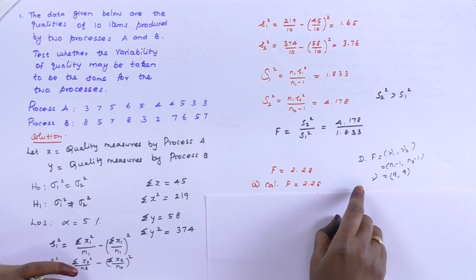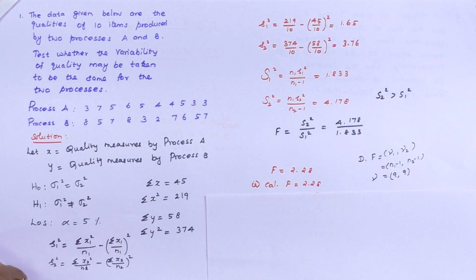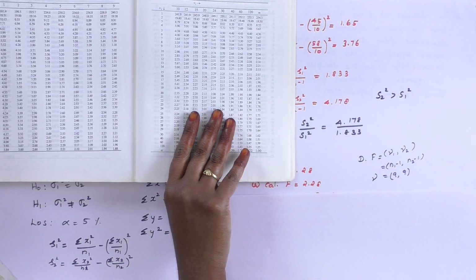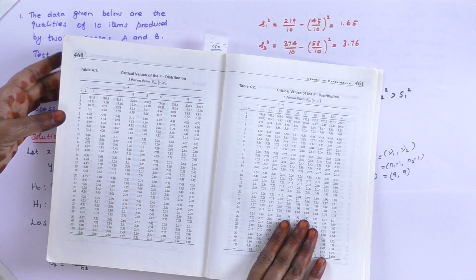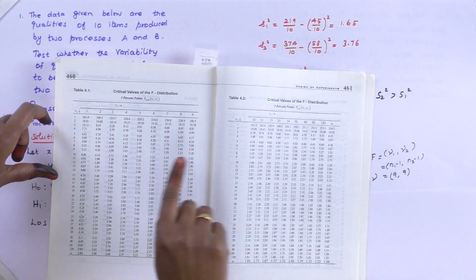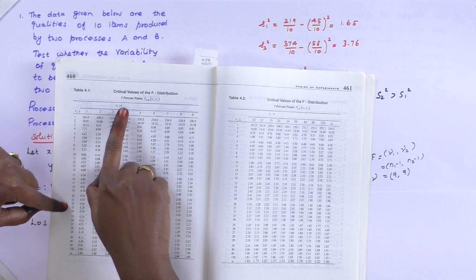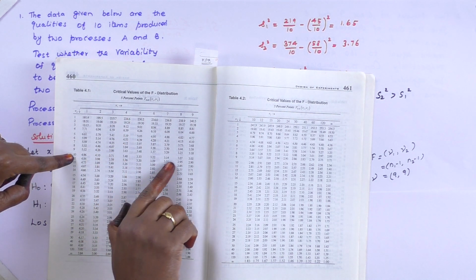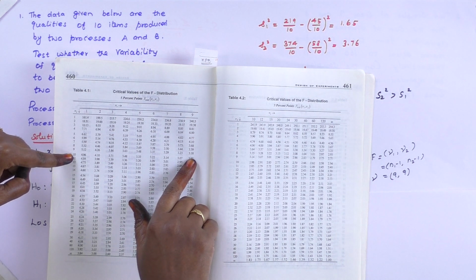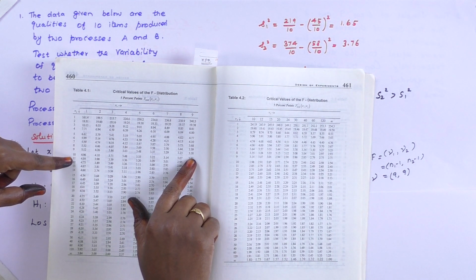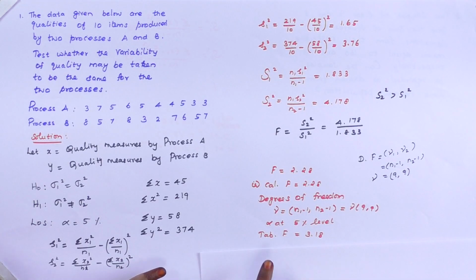Okay, now by using the table for the F chart, for the 5% level, our degrees of freedom nu1 is 9 and nu2 is also 9. The answer is 3.18. Therefore, our tabulated value of F at 5% level is 3.18. Okay, therefore, the tabulated value of F is 3.18.